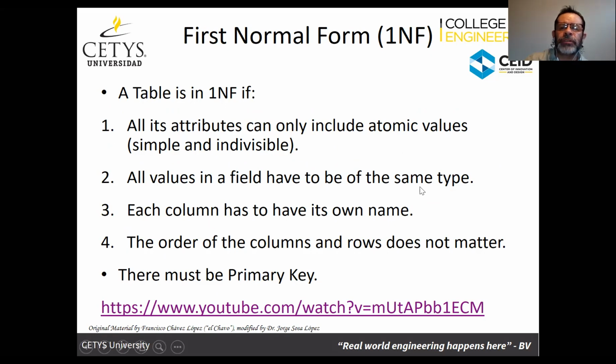Questions with this one before we jump along to the second normal form, where we're going to start complicating things a bit? No? Okay.